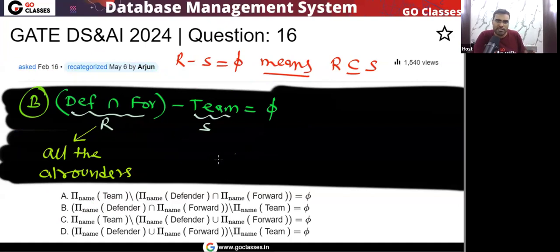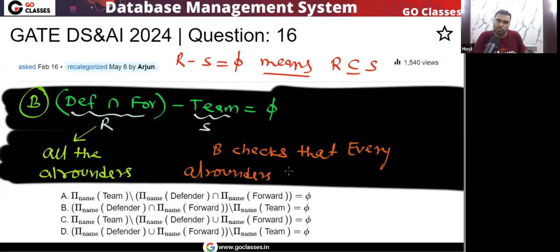So what is option B checking? Remember, option B checks that every all rounder has been selected in team. Is this clear? Every all-rounder has been selected in team.